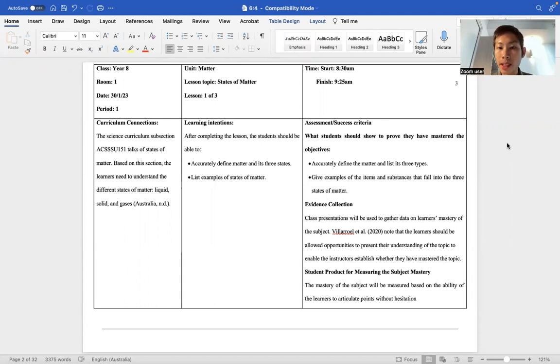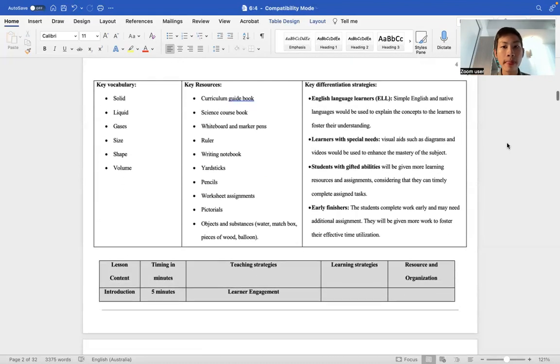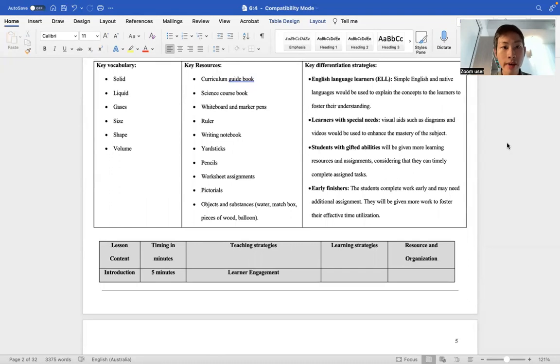My approach to lesson planning is referenced by Villarreal et al. 2020, that the learners should be allowed opportunities to present their understanding of the topic to enable the instructors to establish whether they have mastered that topic. So the mastery of the subject will be based on the ability of the learners to articulate points without hesitation. So my differentiation strategies are English language learners, learners with special needs, students with gifted abilities, and early finishers.